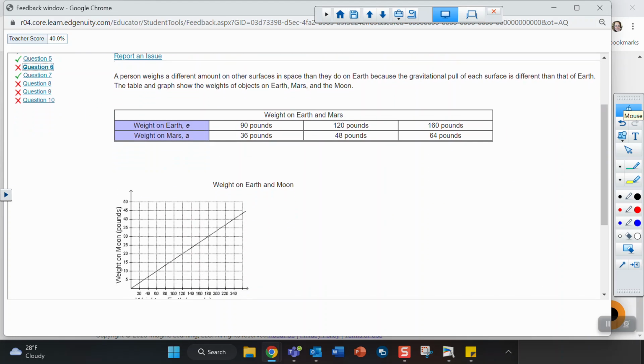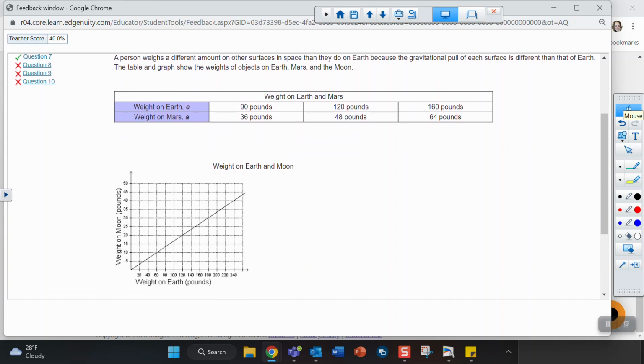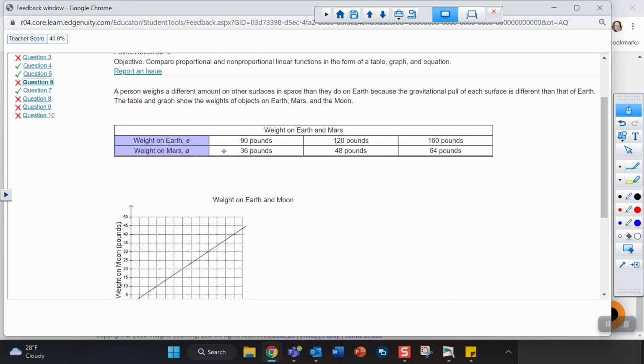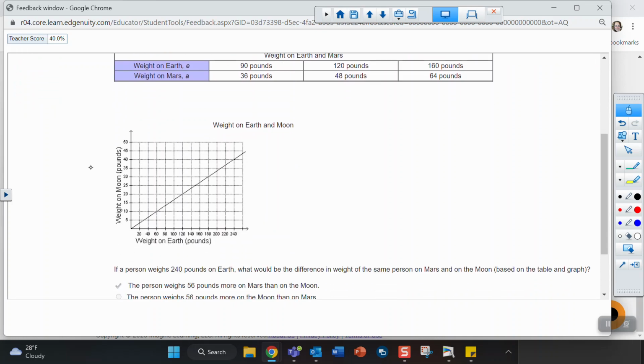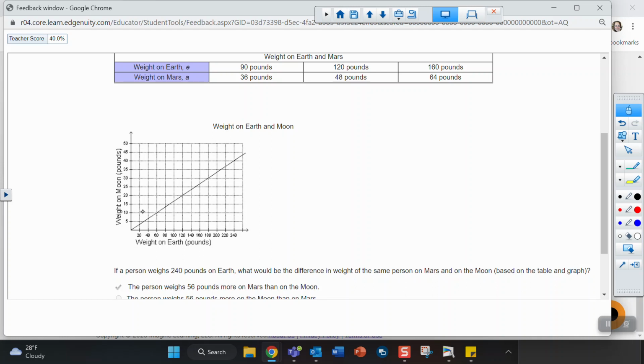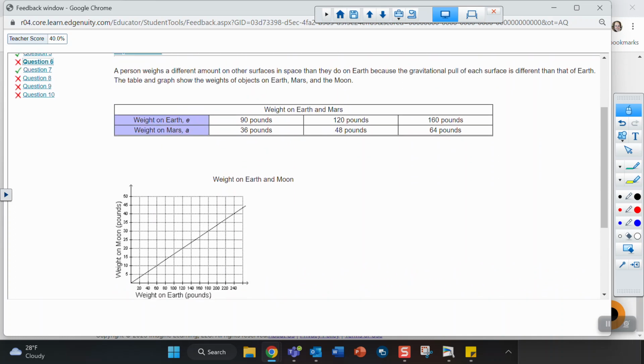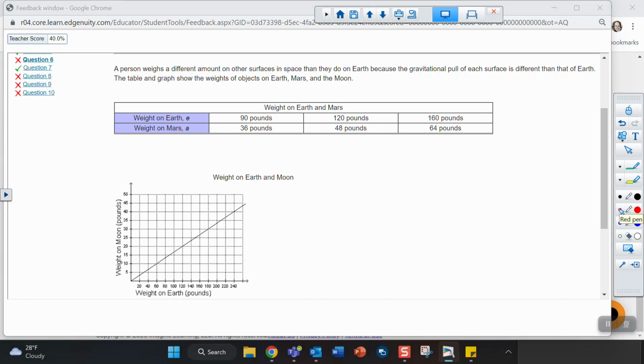Question 6 was also one that took me a second to figure out what I needed to actually do. We needed to find the constant of proportionality from this table, because this is the weight on Earth and Mars. And we also needed to find the information from the graph, because this is the weight on Earth and the Moon. Then subtract the weight on Mars and the weight on the Moon to see the difference for a person who weighs, I think it was 240? Yeah, the person weighs 240 on Earth. From the graph we could really easily tell that if you weigh 240 pounds on Earth, you're going to weigh 40 pounds on the Moon.